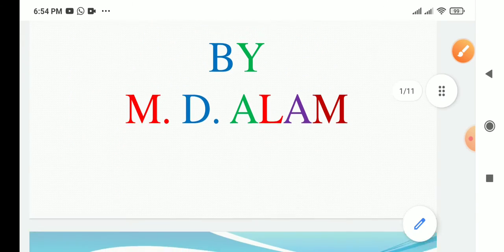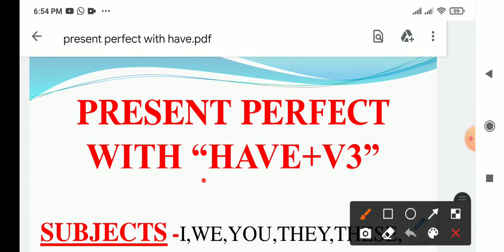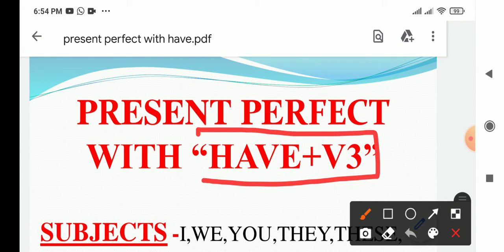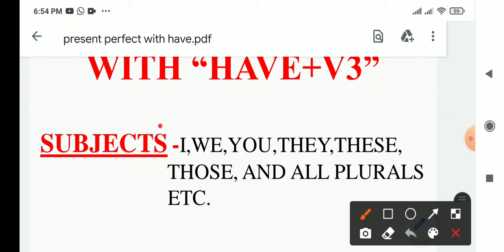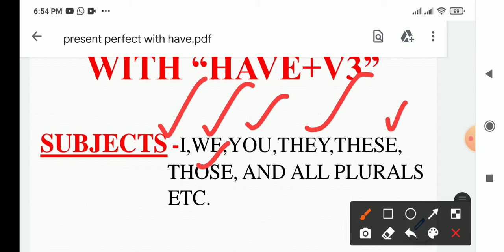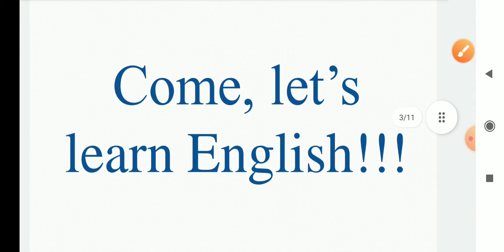In this class, we are going to do a present perfect with the structure have and third form. And with have and third form, we use subjects. In present perfect, I, we, you, they, these, those, and all plurals. So these are the subjects used with this. So let us do this class. Let us learn English.